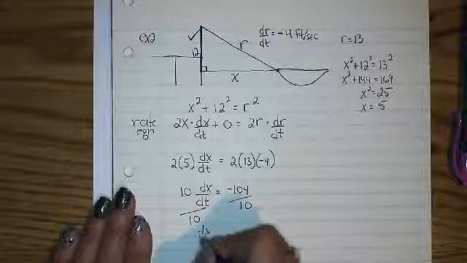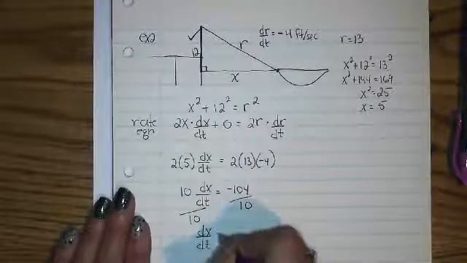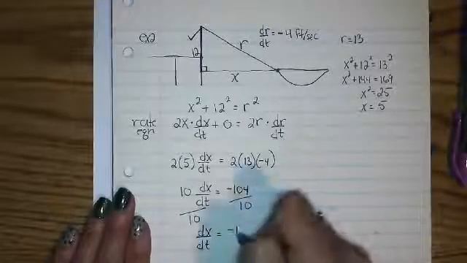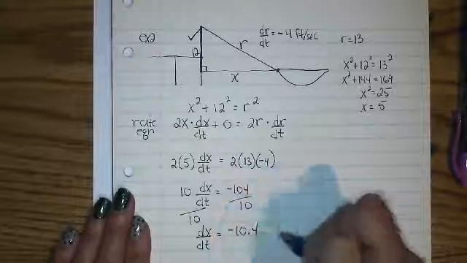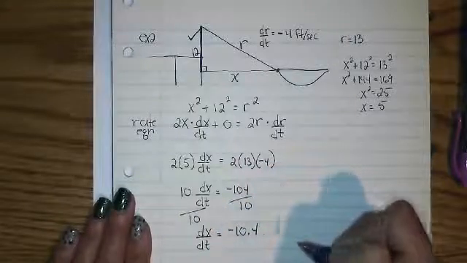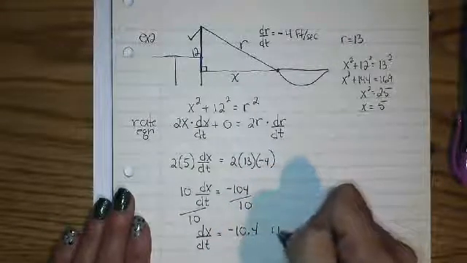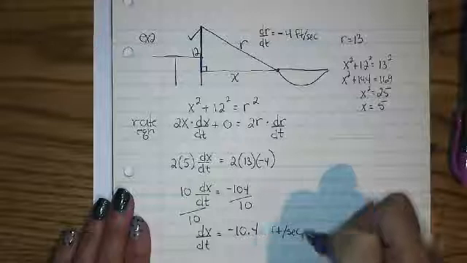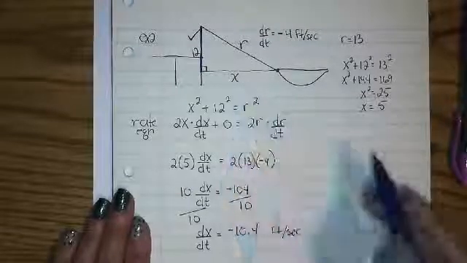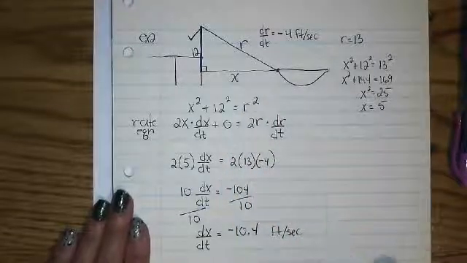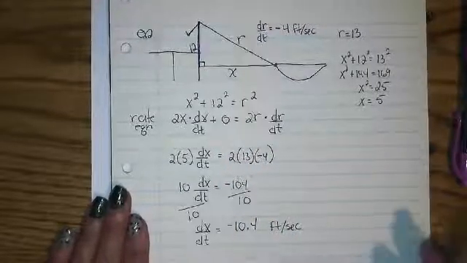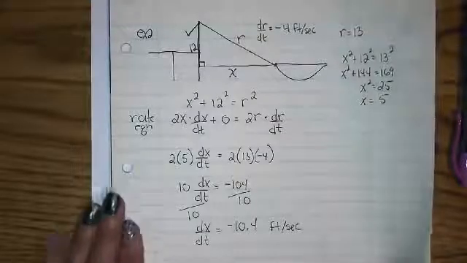Divide by 10, and dx/dt will equal negative 10.4. And the units on that rate are going to be feet per second. So that distance is decreasing over time with the negative derivative, which it should be. Okay.